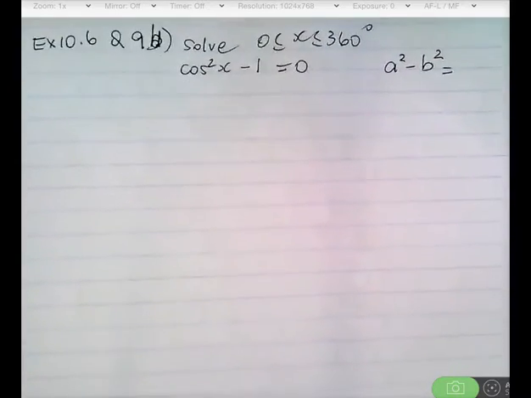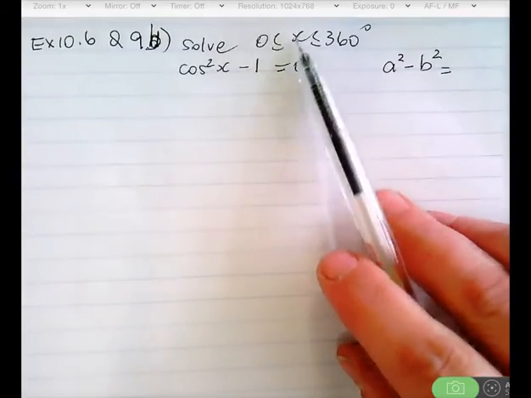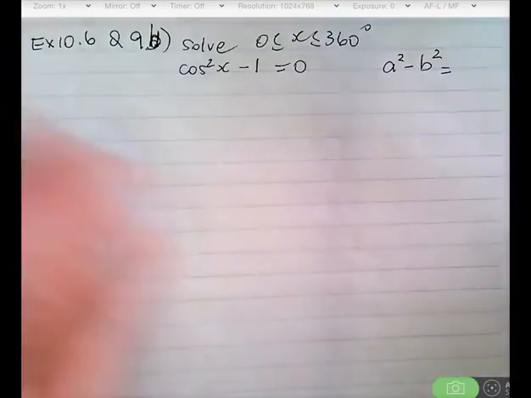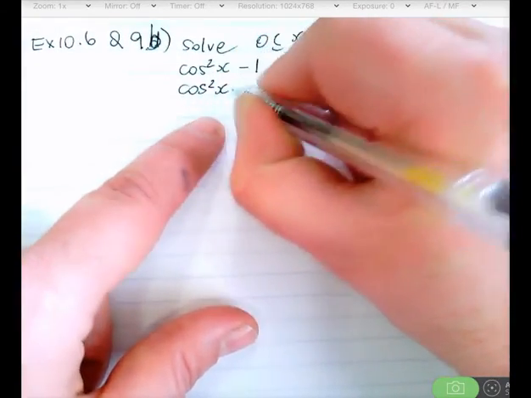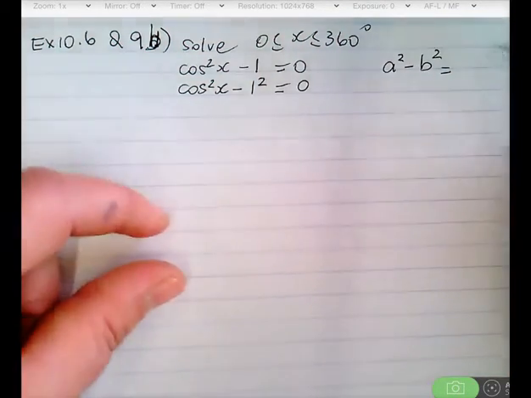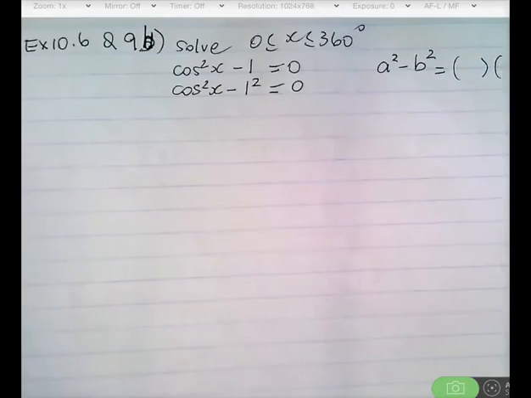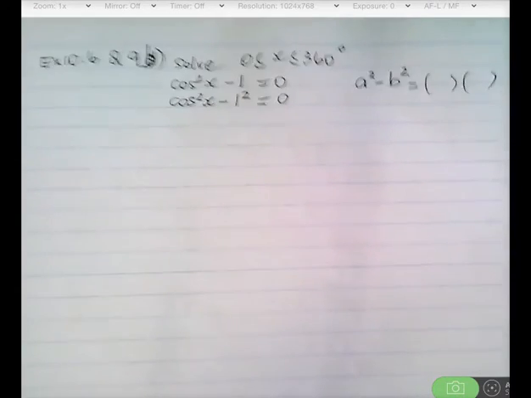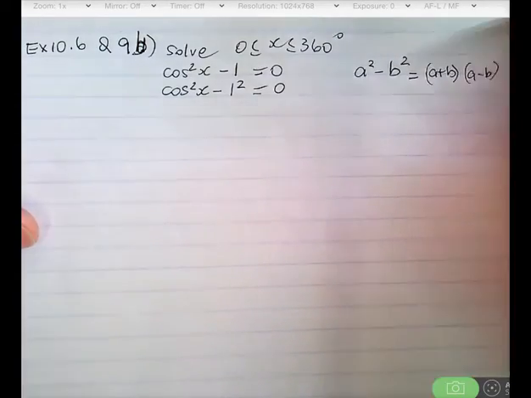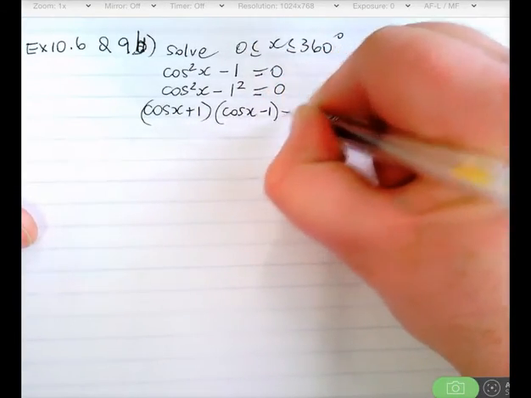Homework problem, exercise 10.6, question 9b. Solve for x lying between 0 and 360 the following equation: cos squared x minus 1 equals 0. You've got to recognise this as a difference of two squares, of the format a squared minus b squared. What's a squared minus b squared? Factorise: a plus b, a minus b. So this becomes cos x plus 1 bracket, cos x minus 1 bracket, equals 0.